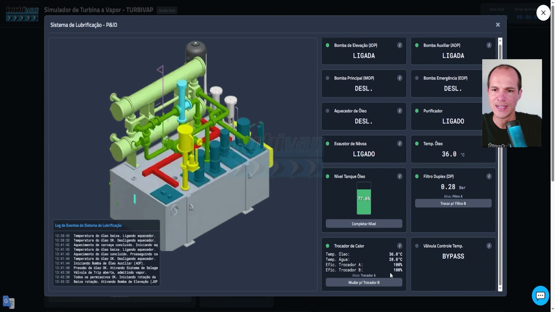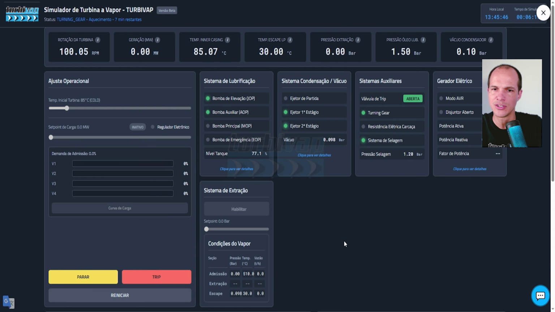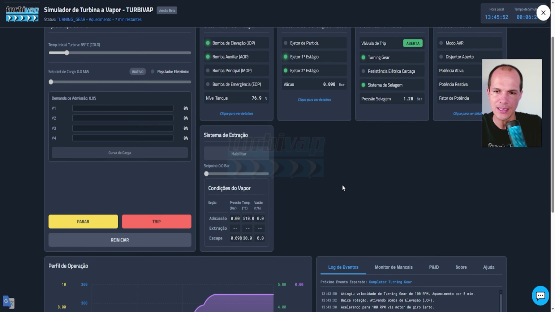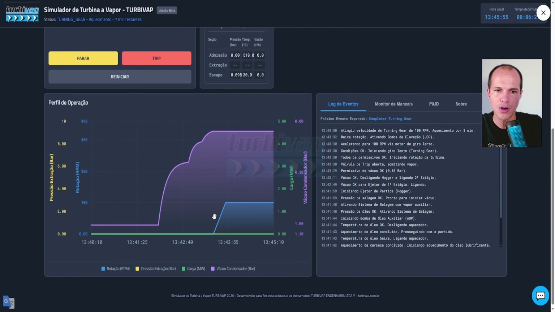The same goes for the lubrication system. Then he will understand that he has to do a maneuver to change the heat exchanger, because the heat exchange is not good when the filter is saturated. So there are some maneuvers here. If he does nothing and does not intervene on the respective alarms, the turbine machine can be directed to a trip. And that's why we monitor.